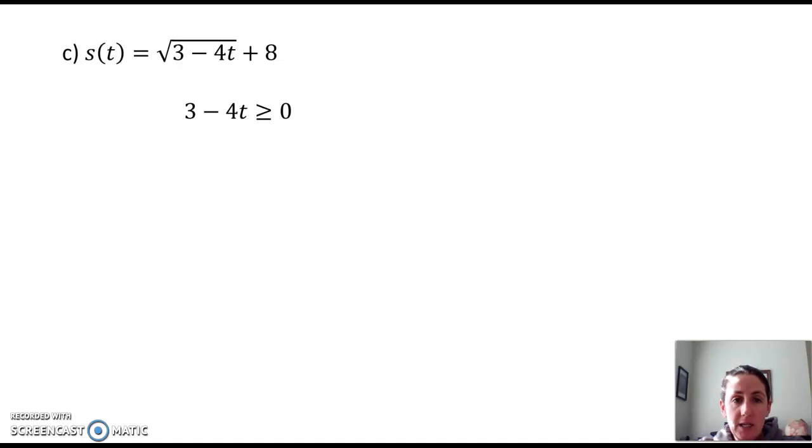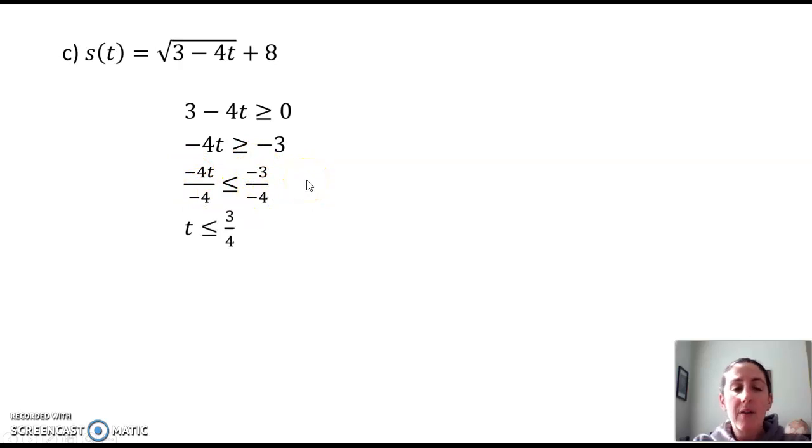So to solve for t here, we'd subtract 3 from both sides. But now our next step is to divide both sides by negative 4. When I'm dividing both sides by a negative, this greater than now needs to become a less than. So now the negative 4's will cancel, a negative over a negative becomes a positive, and we have that our domain would be the t values that are less than or equal to 3/4.